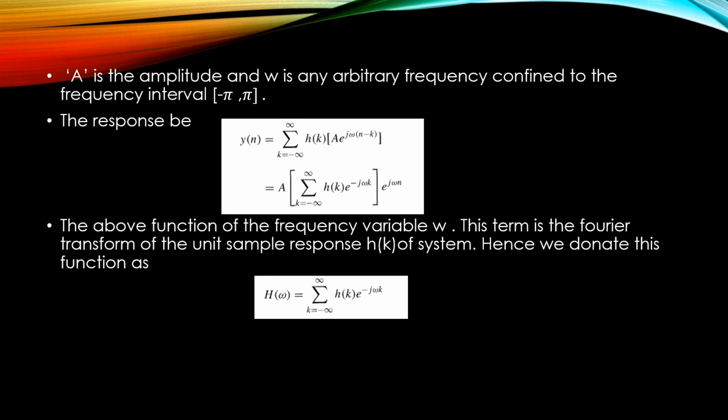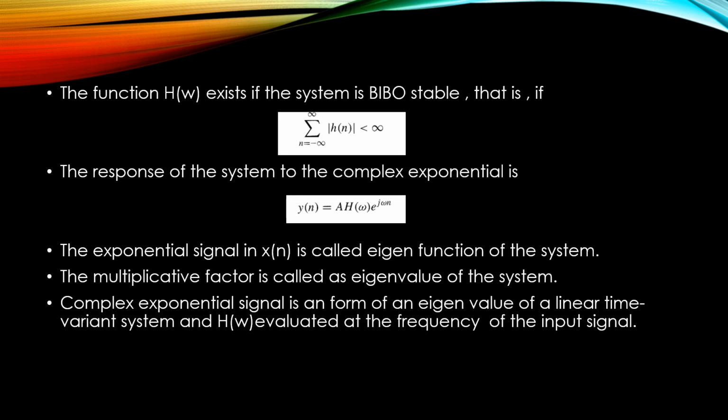Hence we denote this function as H of omega is equal to summation k equal to minus infinity to infinity h of k e to the minus j omega k. The function H of omega exists if the system is BIBO, which is bounded input bounded output stable, that is, the summation over the range of minus infinity to infinity of the magnitude of h of n is less than infinity. The response of the system to the complex exponential is y of n is equal to A into H of omega e to the j omega n.